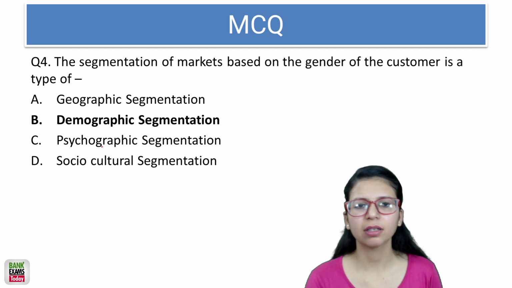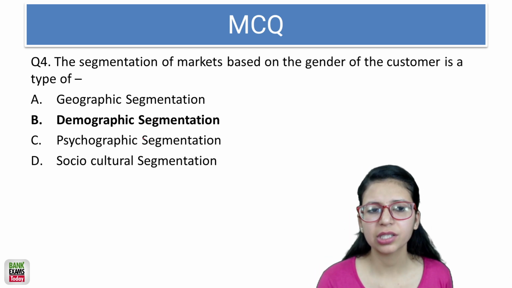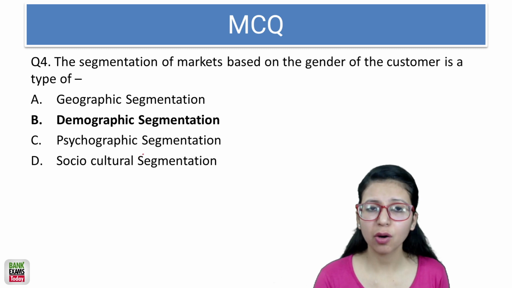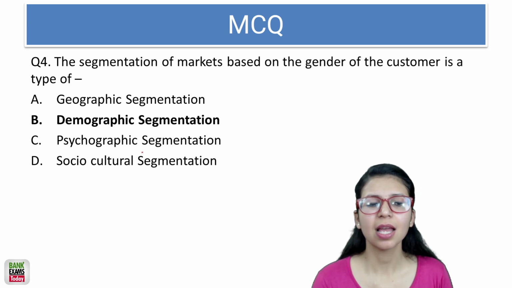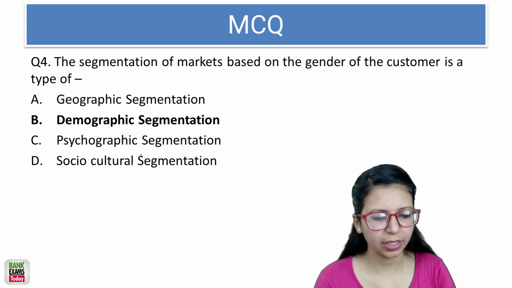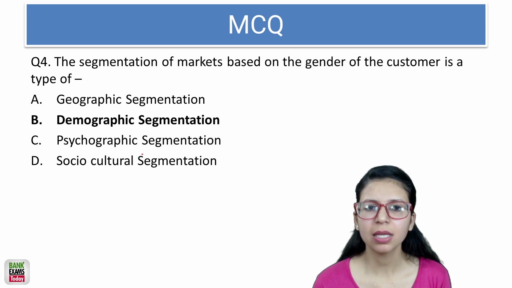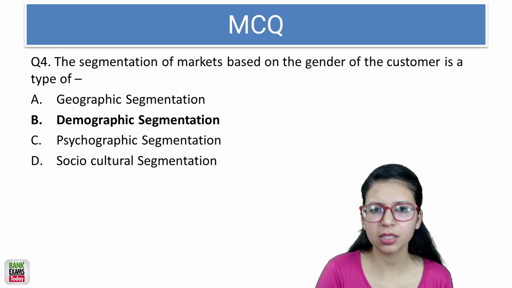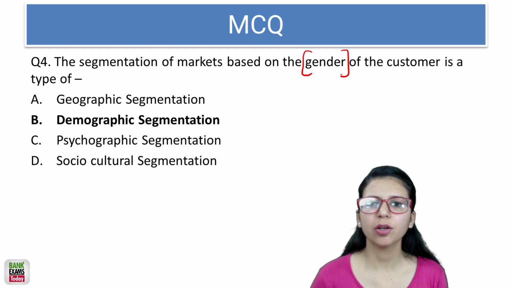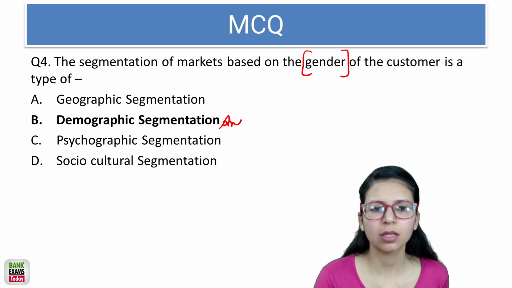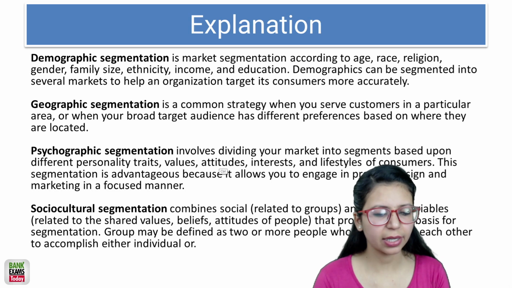Now again, this chapter, market segmentation, is important. Basically all of these questions are kind of important, and you can get many of the questions from this series, and you should not miss any of it. Now let's see this question: the segmentation of markets based on the gender of the customer is a type of, out of these. Now here, the gender of the customer is part of demographic segmentation. That is our answer, and all the categories are explained here.